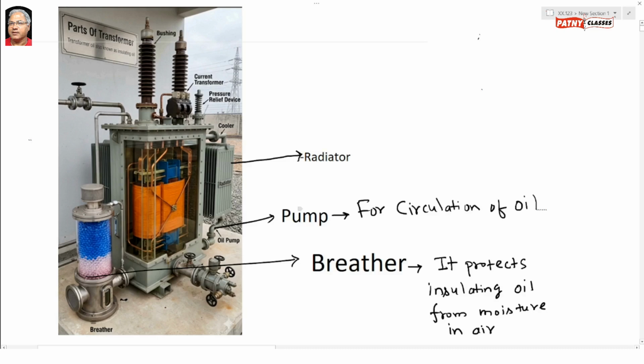transformer oil. The temperature of this oil increases, and because of the increase in temperature, the oil expands, and when temperature decreases, the oil contracts. So the air inside the transformer must be removed outside, otherwise hot air will collect inside and damage everything. We must remove the unwanted hot air from the transformer.